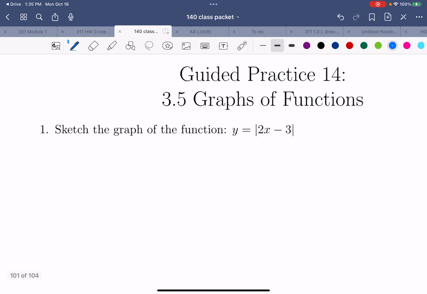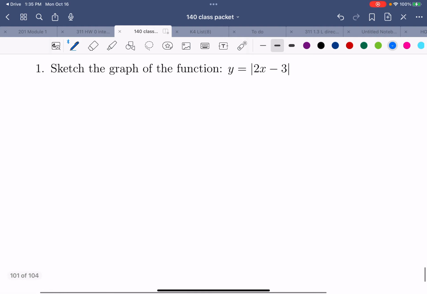Hi all, this is Guided Practice 14. We're going to work on section 3.5, graphs of functions. So we are graphing absolute values and piecewise today.